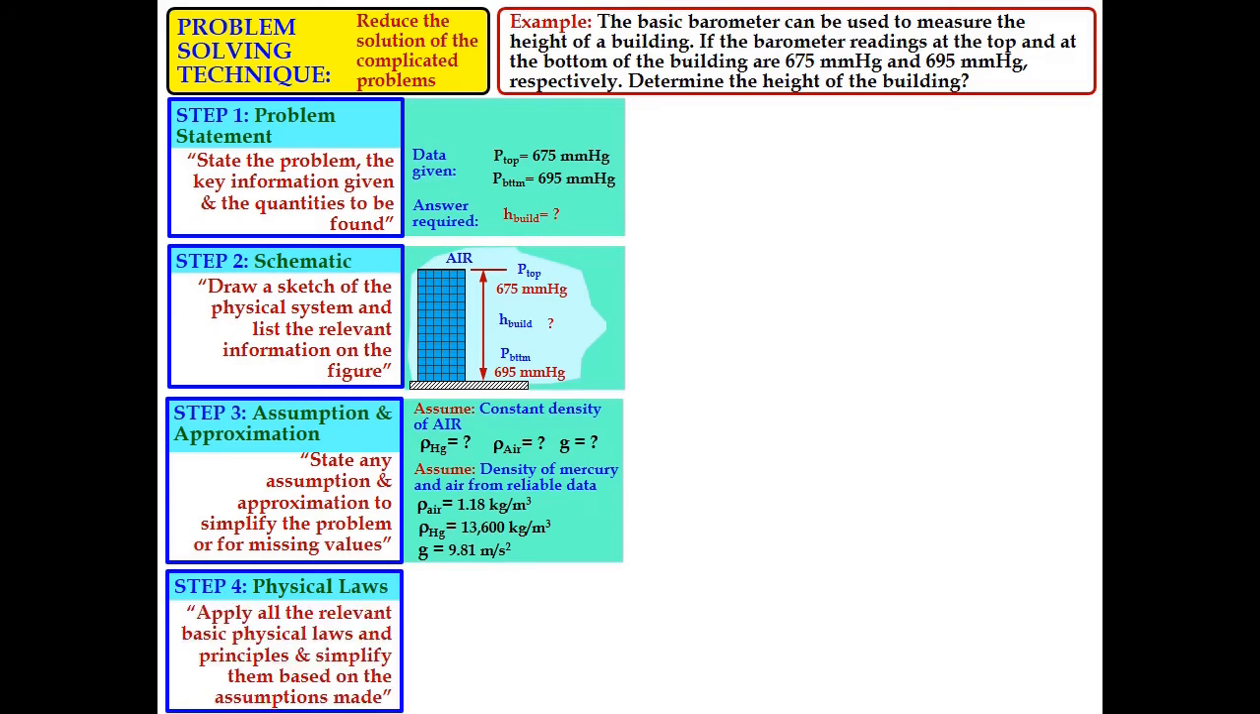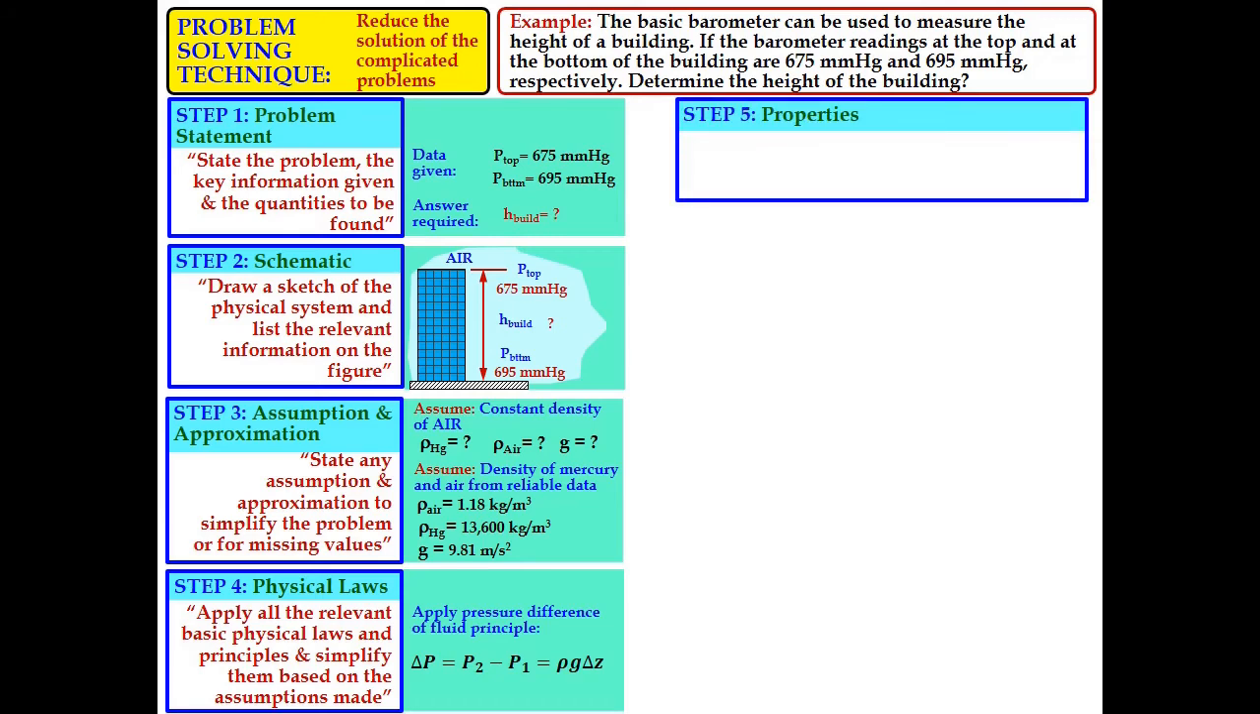Step number 4, we need to identify the physical law to be used. We apply all the relevant basic physical laws and principles and simplify them based on the assumptions made. We identify the formula, equation or principle, and then simplify according to the data given in the problem. For this case, we apply the pressure difference of fluid principle, where delta P equal to P2 minus P1 equal to rho g delta Z that we have learned before. That's step number 4.